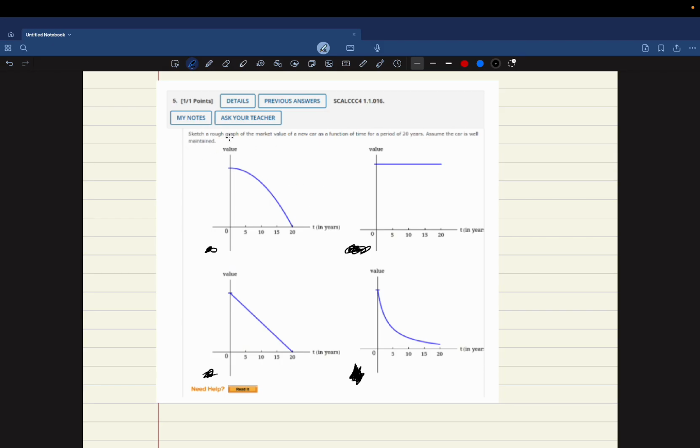It is saying, sketch a rough graph of the market value of a new car as a function of the time for a period of 20 years. Assume the car is well maintained. Okay, so let's go through all the graphs.